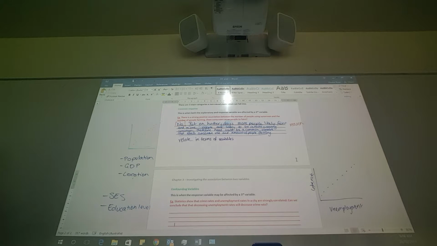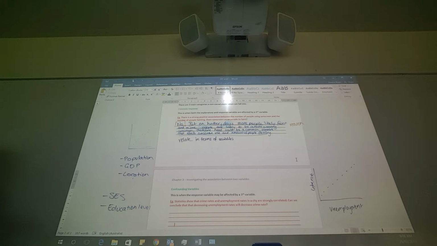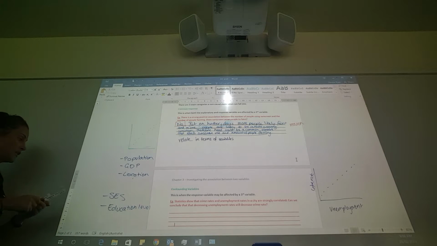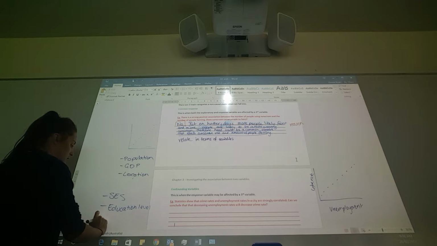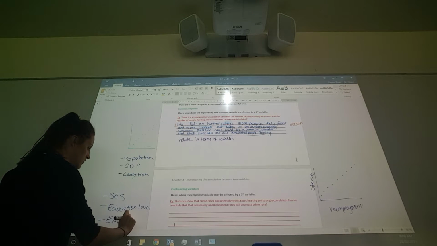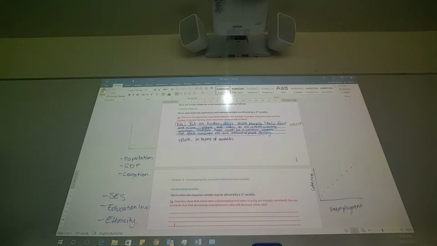So the type of area you're living in, whether you live in a really affluent area or a lower socioeconomic area, that can affect the crime rate. It might be the ethnicity of the area, you know, the cultures that live there as well.